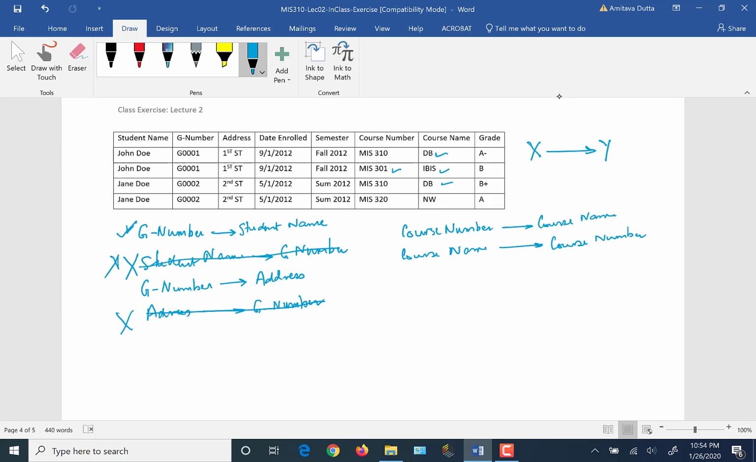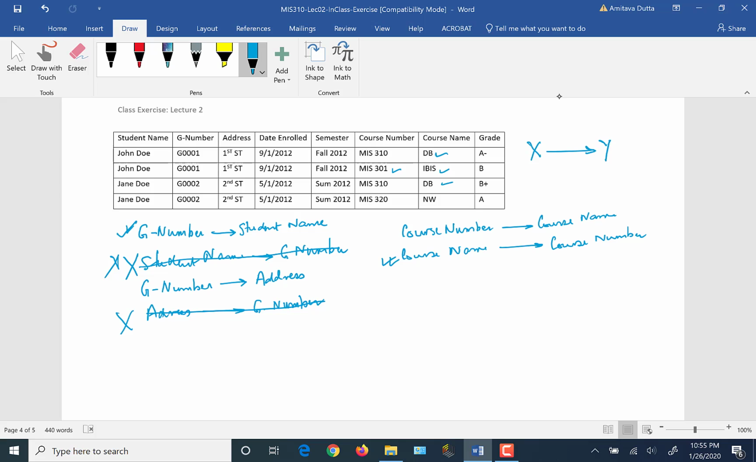So if I just look at these 4 rows in the table, I might be inclined to write this second functional dependency as well. Because if I look at the contents in the table and I tell you the course name is DB, just based on what I see, you would say the course number is MIS 310. Similarly, if I gave you the course name NW, networks, you would say the course number is MIS 320.